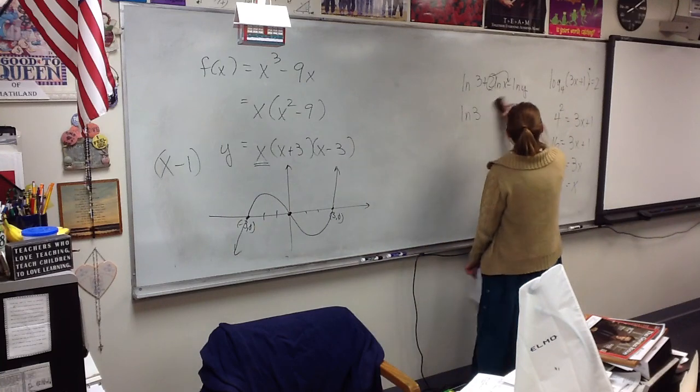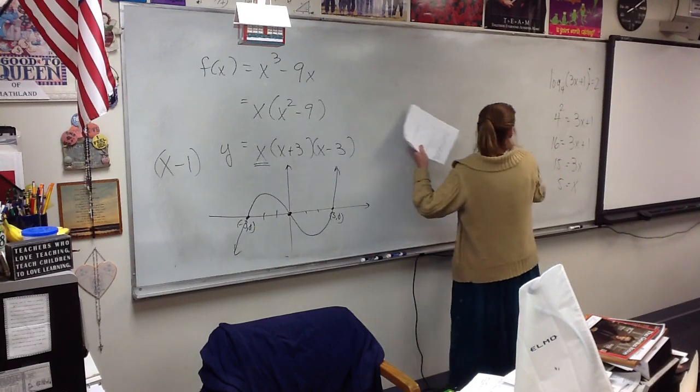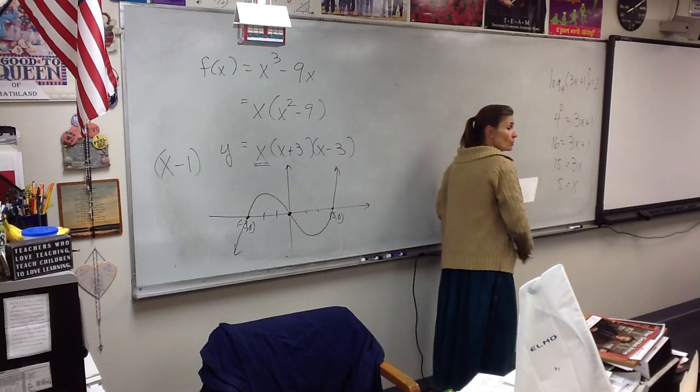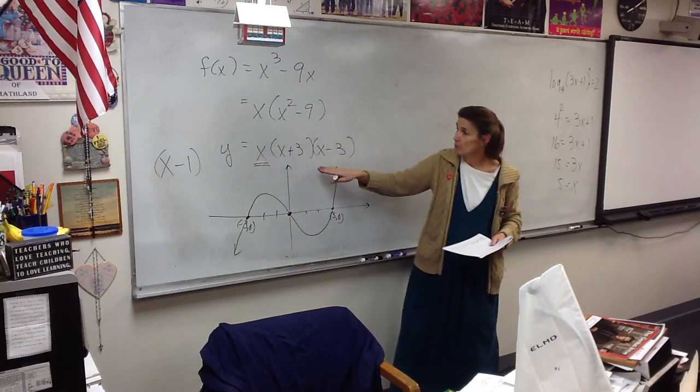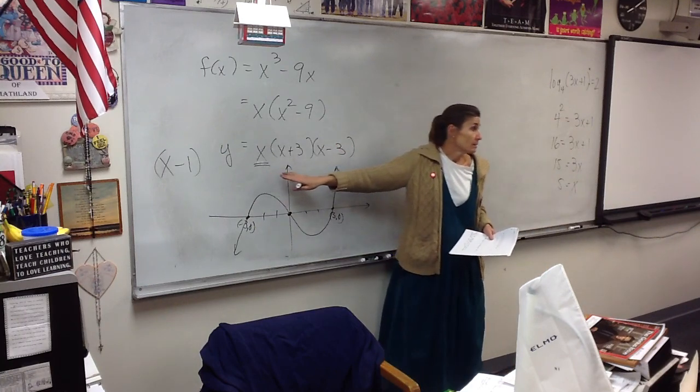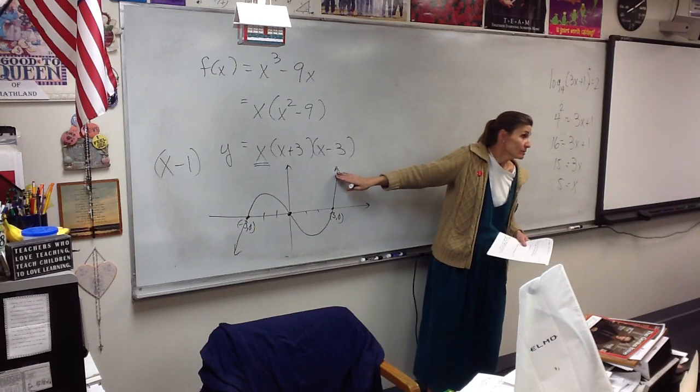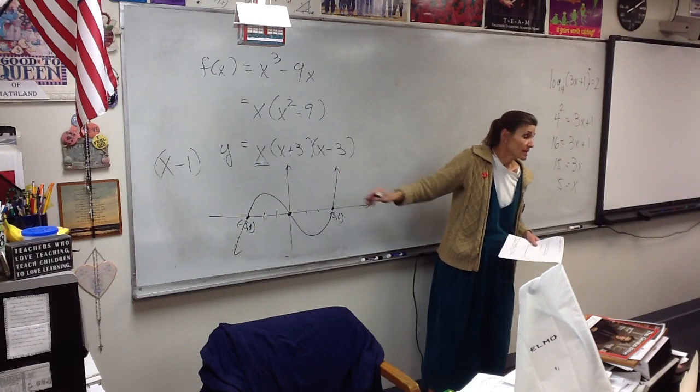And this one had no bounce off points like our other one did, because in order to have a bounce off point, what do you have to have in your equation? A squared factor. We don't have any squared factors, they're all plain.